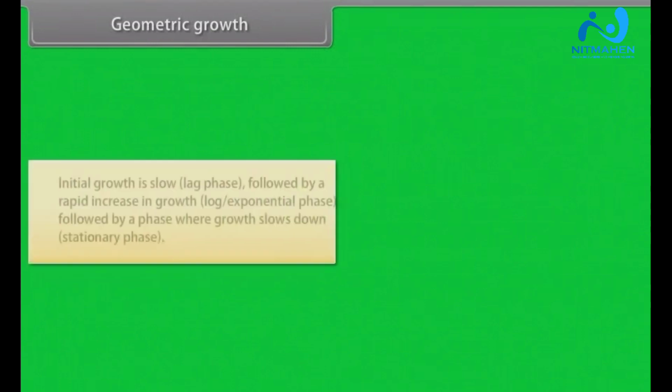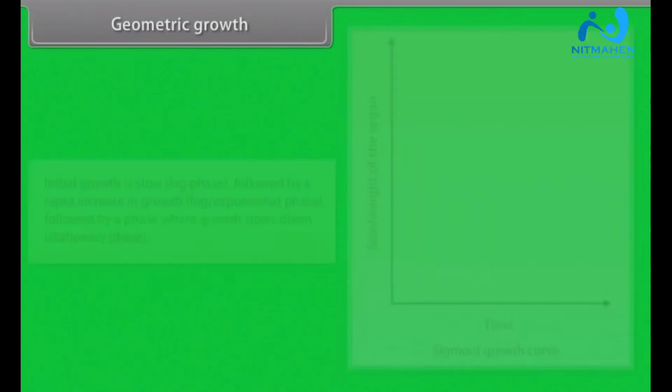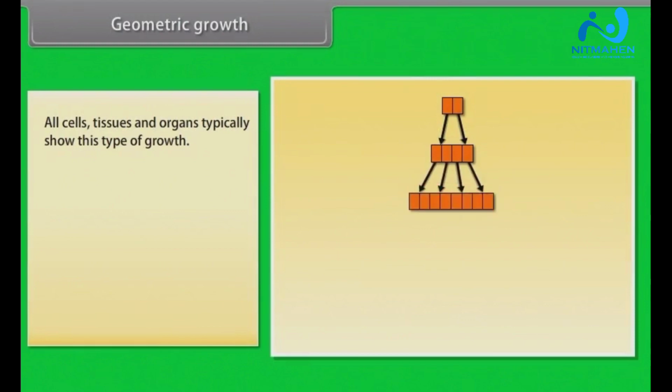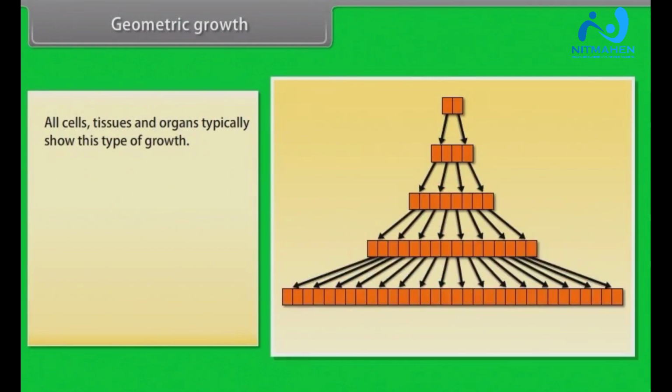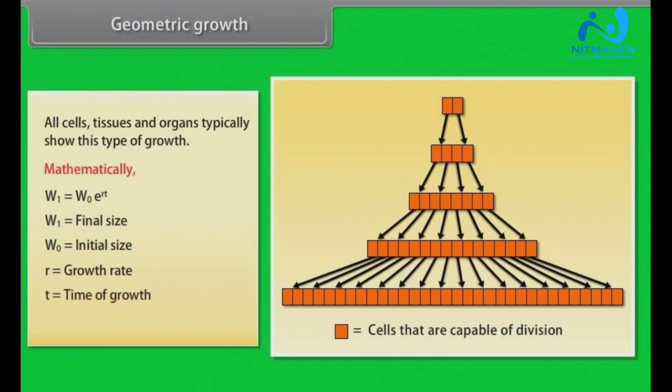Geometric growth. Initial growth is slow, followed by a rapid increase in growth, followed by a phase where growth slows down. All cells, tissues, and organs typically show this type of growth. Mathematically, W1 = W0 e^(rt). W1 is equal to final size. W0 is equal to initial size. r is equal to growth rate. t is equal to time of growth. e is equal to base of natural logarithms.